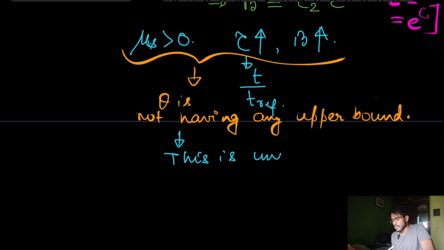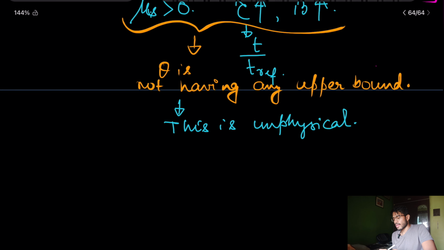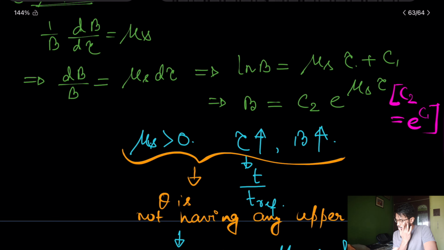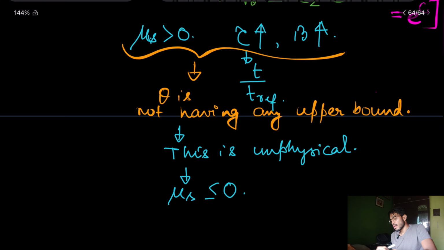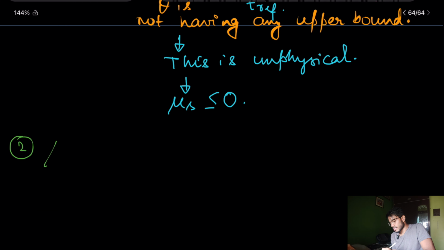This is unphysical, and that means mu s is surely less than or equal to 0. Mu s is not greater than 0. Okay, now let us take the second case, that is mu s is equal to 0.